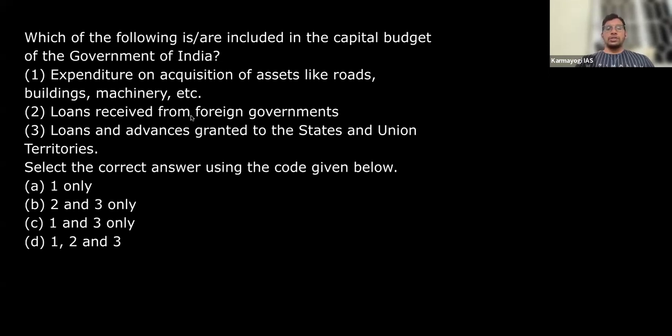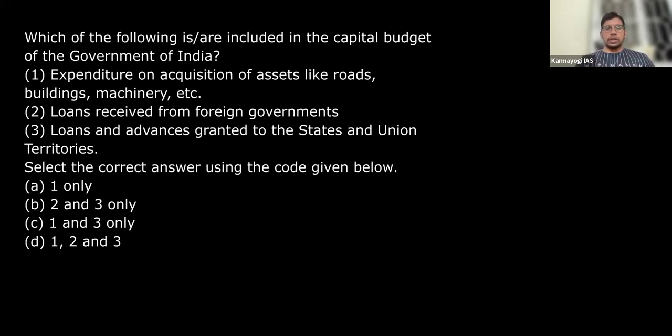Second one, loans received from the foreign governments. And the third is loans and advances granted to the states and union territories. So they are not asking about the capital expenditure or capital revenue or revenue expenditure or receipts. They are not asking any individual things, rather they are asking about the total capital budget, which comes under either capital expenditure or capital revenue, right?